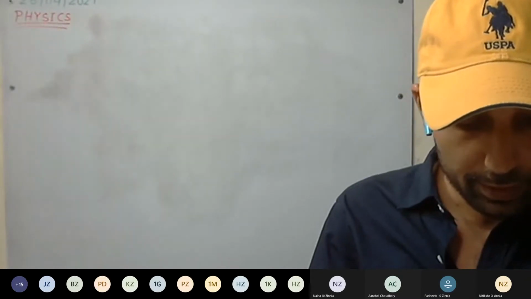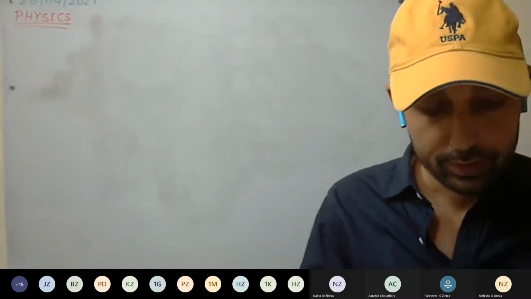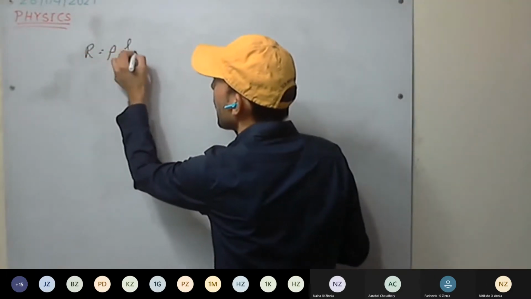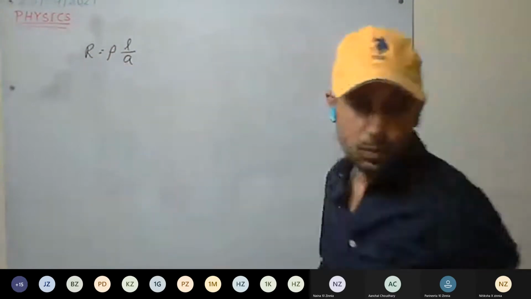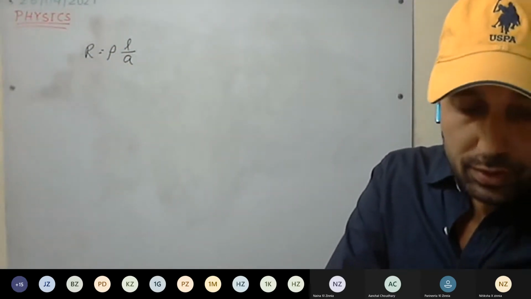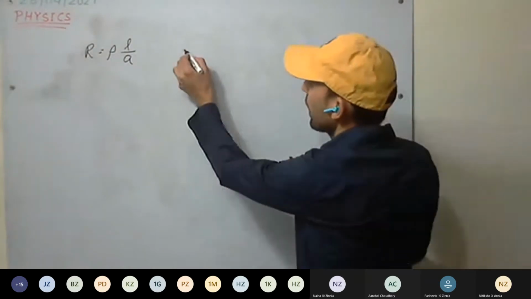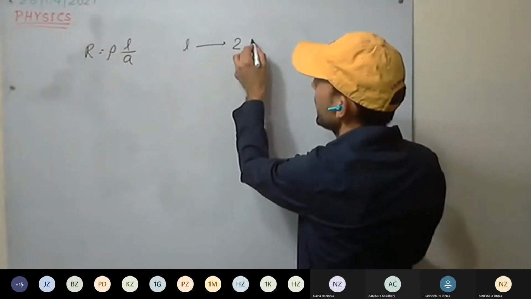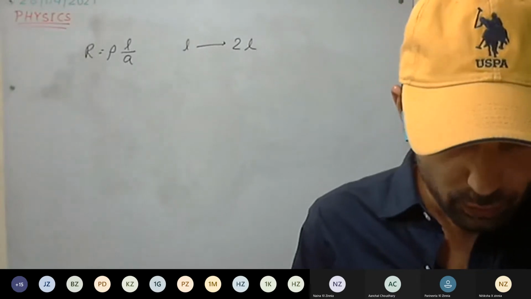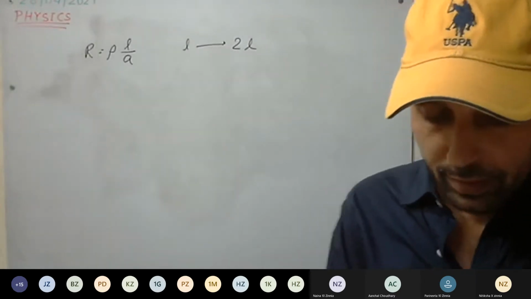A given wire of resistance is stretched to double its length. What will be the new resistance? R equals rho L by A. This is the formula. Now a wire of resistance 1 ohm is stretched to double its length. So the length has been made from L to 2L. What will be its new resistance?